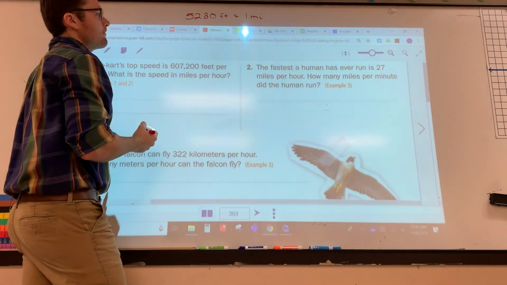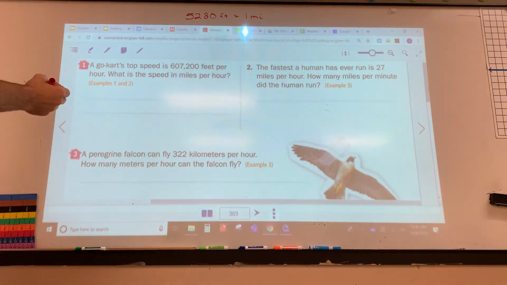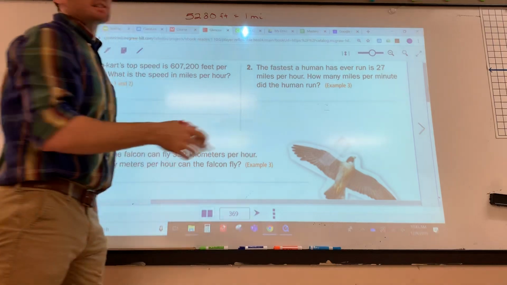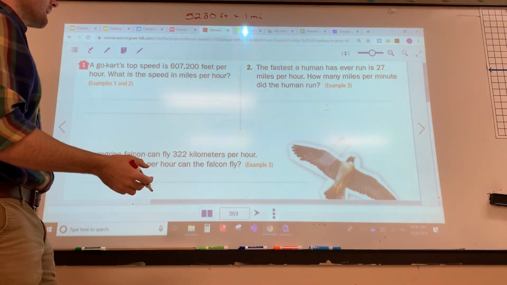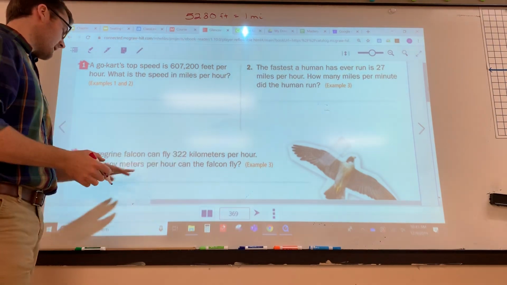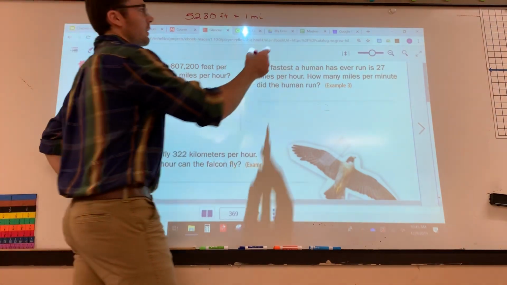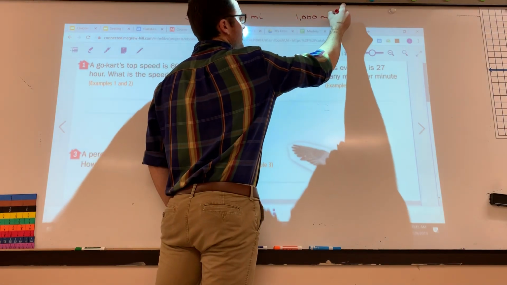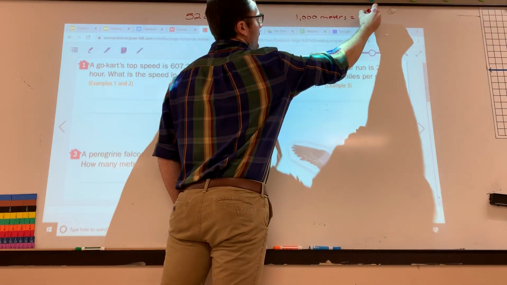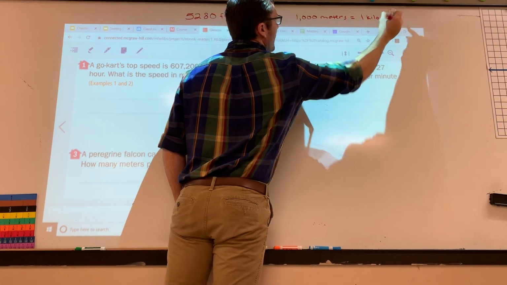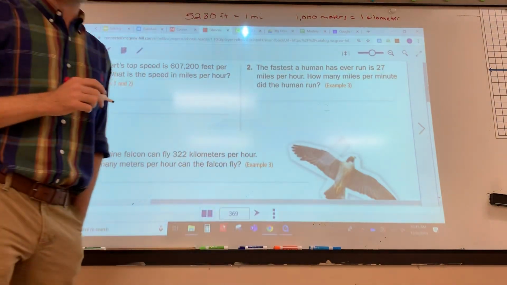And let's see, what else are we going to need? We've got 60 seconds in a minute, 60 minutes in an hour. And we also have this one, kilometers and meters. So you need to know that there are 1,000 meters in 1 kilometer. Yeah, hopefully you'll see that in science as well.